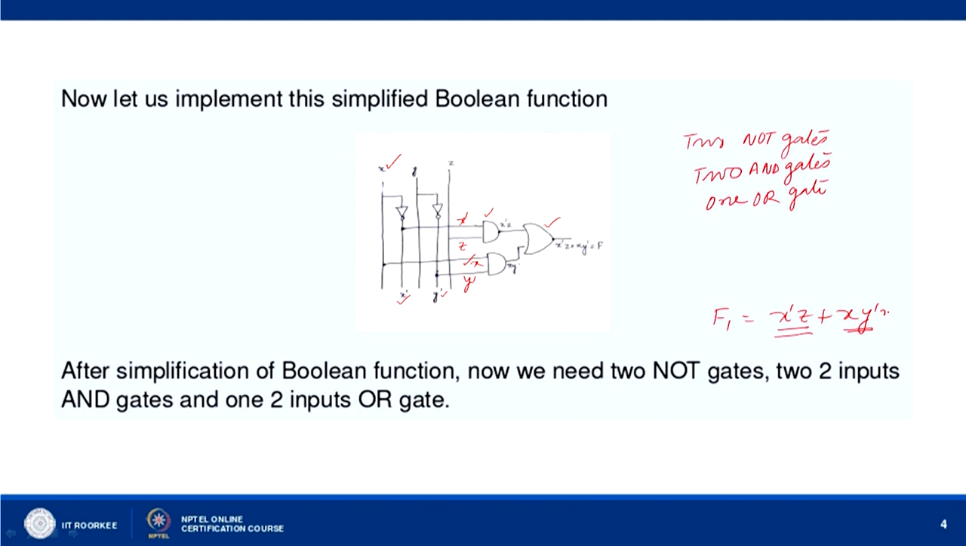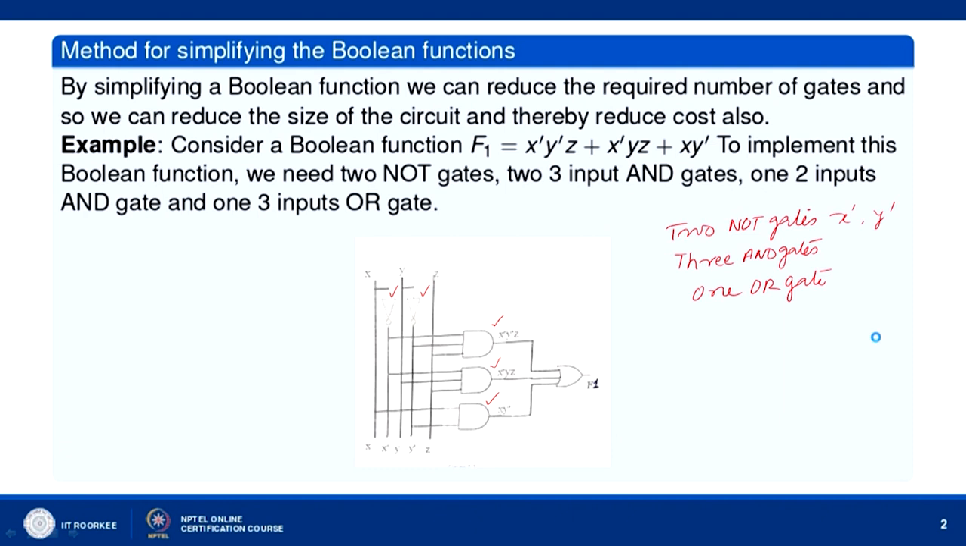So you can see now the number of gates that we need are less in comparison to the previous case, and the number of inputs also are less. There we had three inputs. If we see this figure, we had two NOT gates, and we also have two NOT gates there. We have three AND gates here while we have two AND gates there. So these three AND gates reduced to two AND gates, and moreover the inputs in these AND gates were three each, while here we have two AND gates with inputs two each.